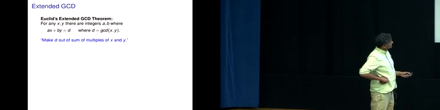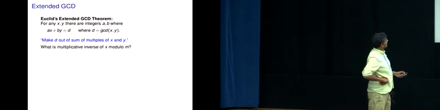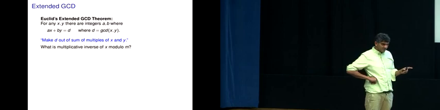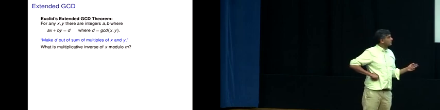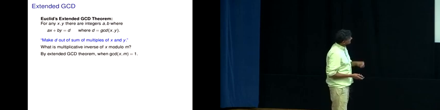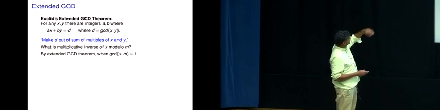Make d out of sums of multiples of x and y. And x and y are multiples of d. So at least it should be maybe possible. Okay? So what is the multiplicative inverse of x mod m? Say you have this theorem. What is the multiplicative inverse of x mod m?